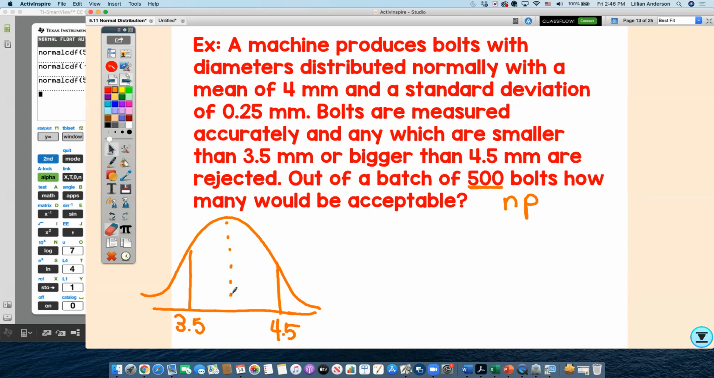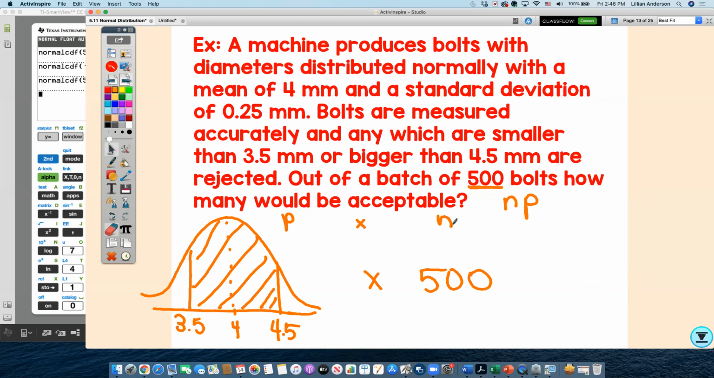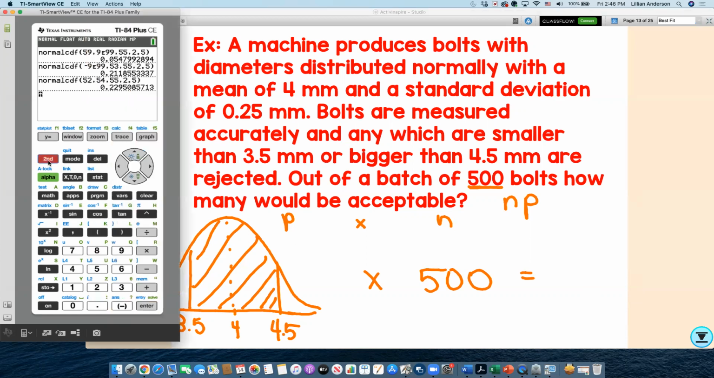The mean is at 4. So anything in between here is acceptable. I need to find that probability. This represents P. I'm then going to multiply that by 500, my N, to figure out the number of bolts that are going to be acceptable out of a batch of 500. So I go back to second VARs, normal CDF, in between. So that's 3.5 to 4.5. I have a mean of 4 and a standard deviation of 0.25.